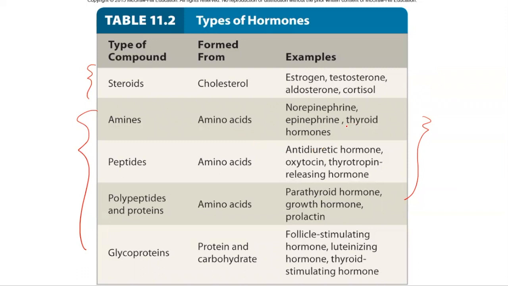One thing I like to accentuate is thyroid hormones, super important for metabolism, regulation of metabolism. You have antidiuretic hormone working on the kidneys, oxytocin for delivery of children. You also have growth hormone, important for growth and development, prolactin, making of milk, and many more.